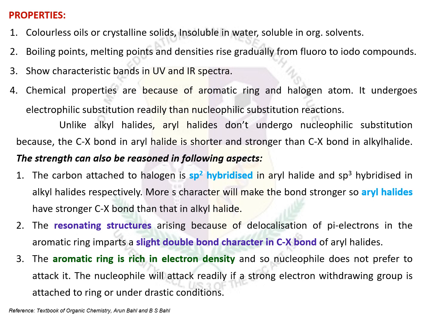The resonating structures arising because of the delocalization of pi electrons in the aromatic ring impart a slight double bond character to the C-X bond. This is another reason for the strength of the C-X bond. The aromatic ring is rich in electron density, so a nucleophile will not easily approach the aromatic ring. The nucleophile will attack readily if a strong electron withdrawing group is attached to the ring, or only under drastic conditions like high temperature or pressure.